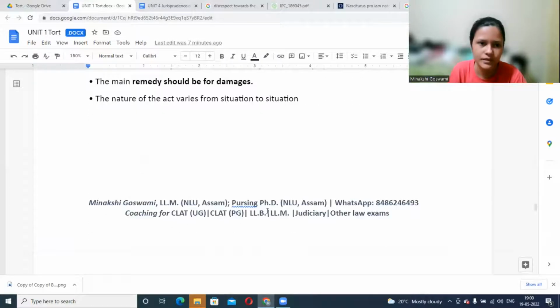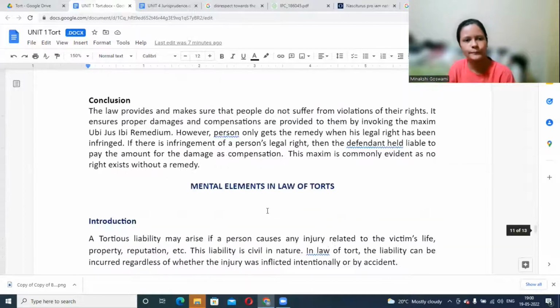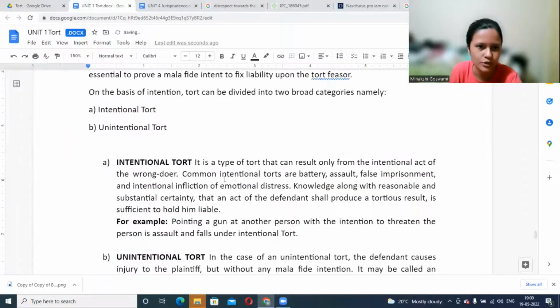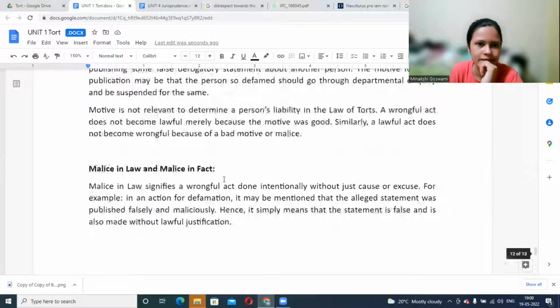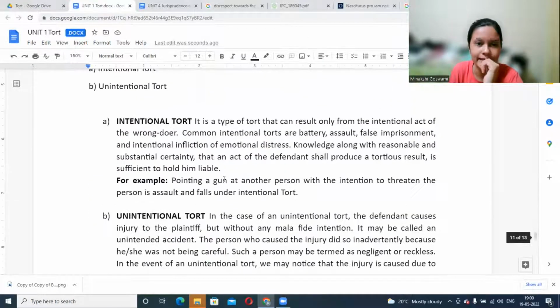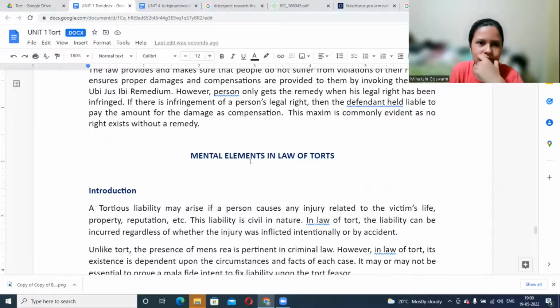So then you can write a conclusion that the maxim ubi jus ibi remedium is very much important, because if someone is given a right, that's not enough. We need to make proper provisions for what if this right is being violated. You can mention a conclusion. Is it clear? Yes, ma'am. So we have another concept called mental element in tort. We will continue with that in the next class. Is it okay? Fine, ma'am.